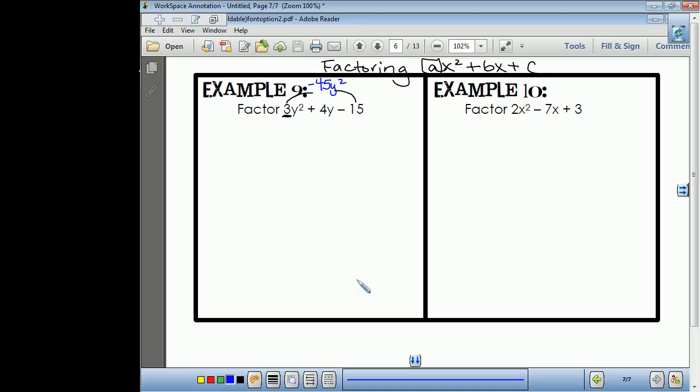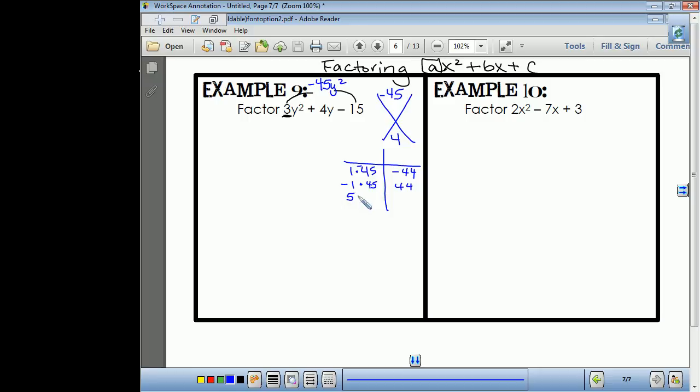Okay, so what we have to ask ourselves is, what can we, this time, multiply to get that negative 45 that we can add to get a positive 4? If it helps you to do this little chart like this, 1 and, okay, positive 1 and negative 45. If I add those, I get negative 44. Negative 1 and positive 45 gives me positive 44.